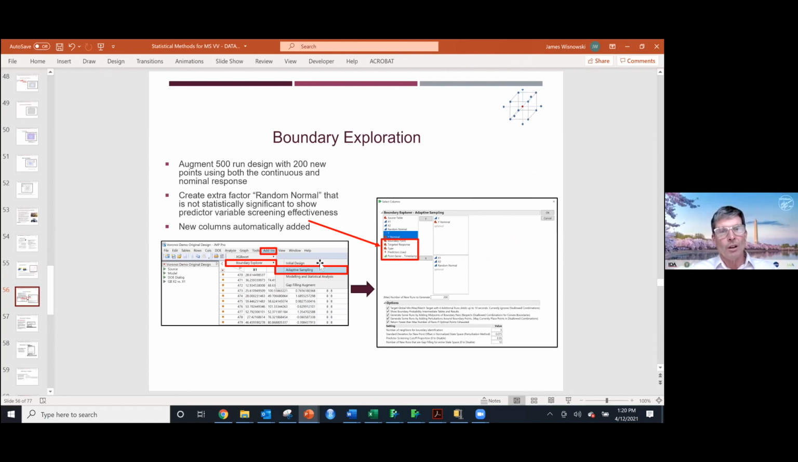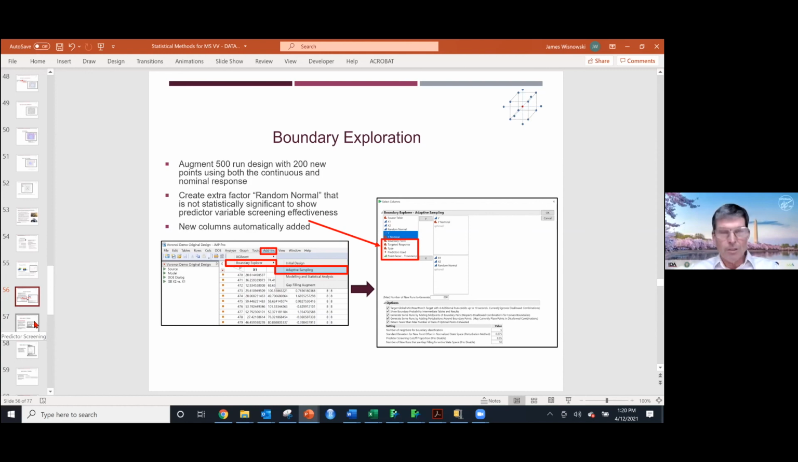So we call this BEAST mode in JMP. It stands for Boundary Exploration and Autonomous Systems Testing. It's an add-in, and again, very happy to share this. We come in under adaptive sampling. You can see that we could also do gap filling, but now I have my initial design and I want to add more points to it. And here's an interface that I'll walk through in a minute.